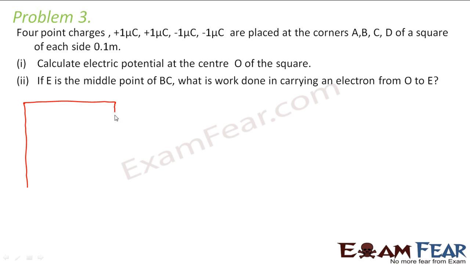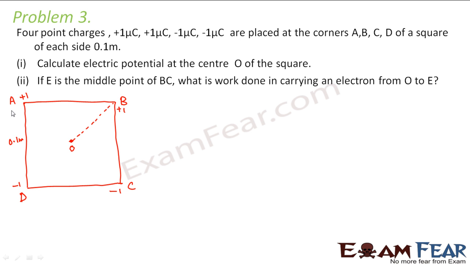Let us suppose this is a square. So you have 4-point charges located at A, B, C and D. So what are the magnitude of the charges? Plus 1 microcoulomb, plus 1 microcoulomb, minus 1 and minus 1 microcoulomb. And each side of the square is given as 0.1 meters. Okay, so in the first part of the problem, we have to calculate the electric potential at the center. Let us say the center is O.